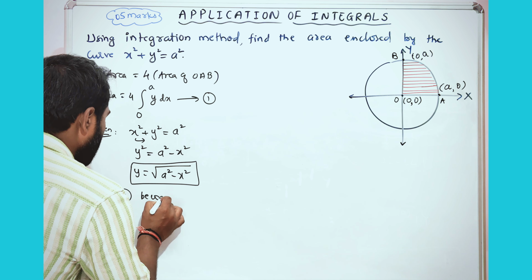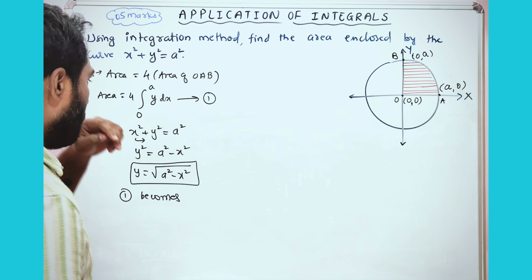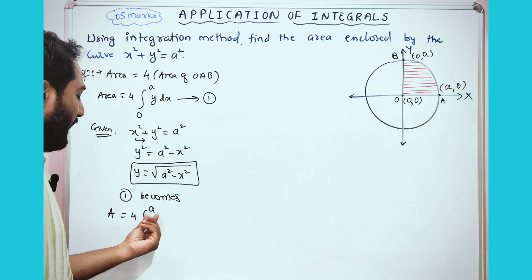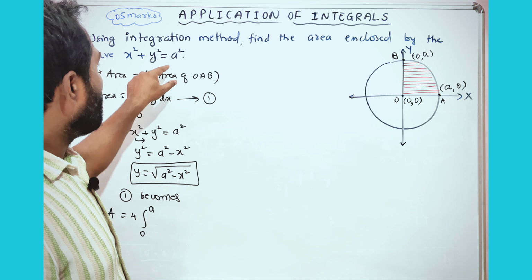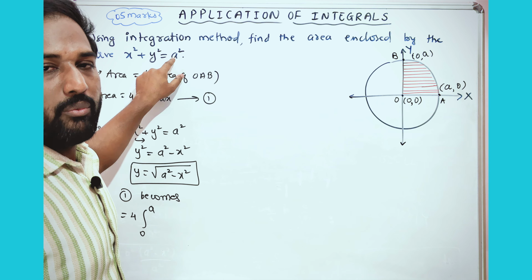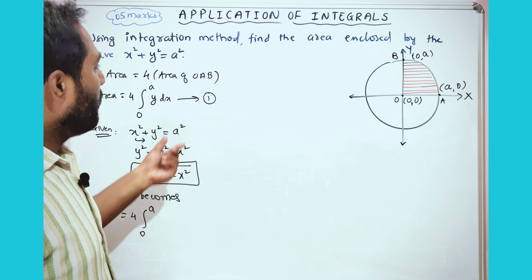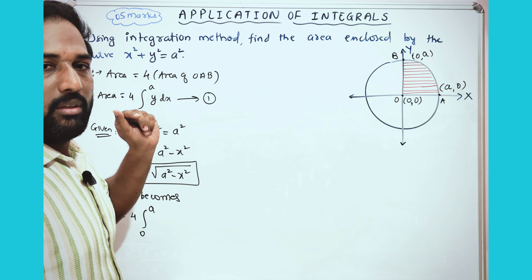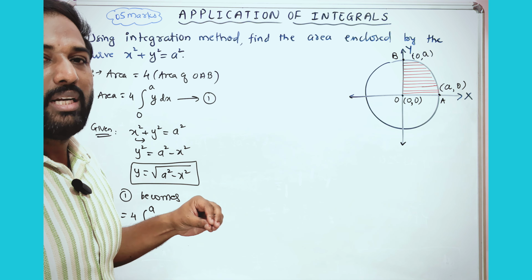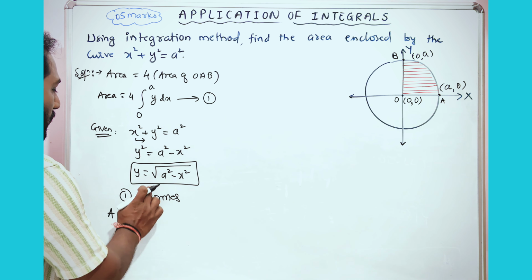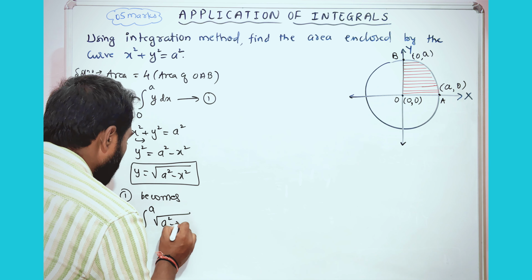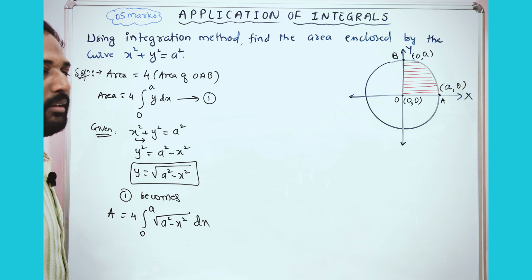Equation number 1 becomes area is equal to 4 times the integral from 0 to a. Again, a remains the limit as it is, because generally the radius is given only as a. If a number had been given, then we would have taken that value here. So we'll take a as the limit only, because the radius is not mentioned in numbers. So y dx, y is this one, root a square minus x square dx.